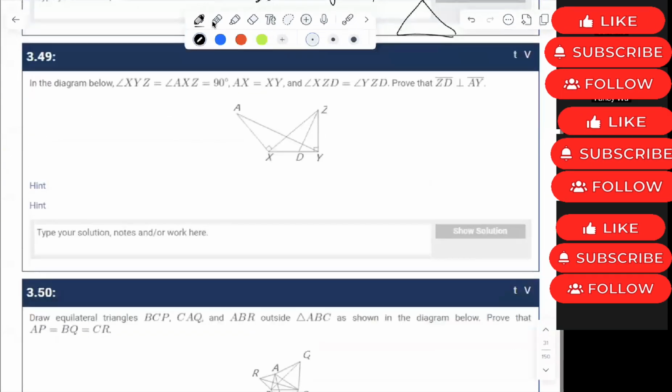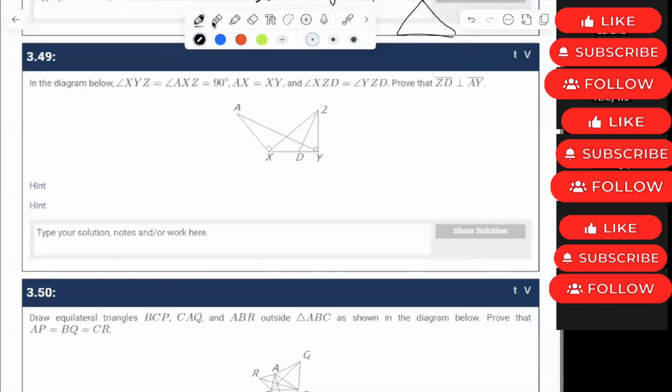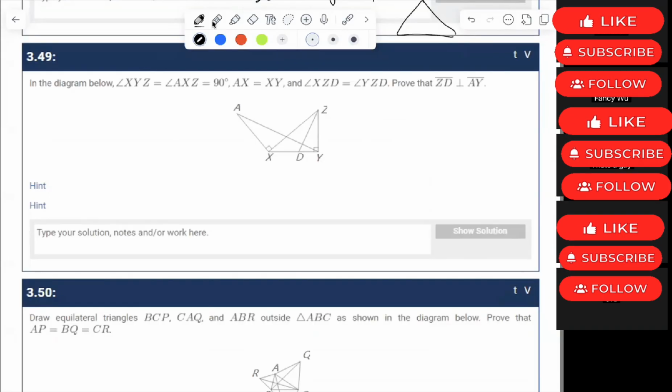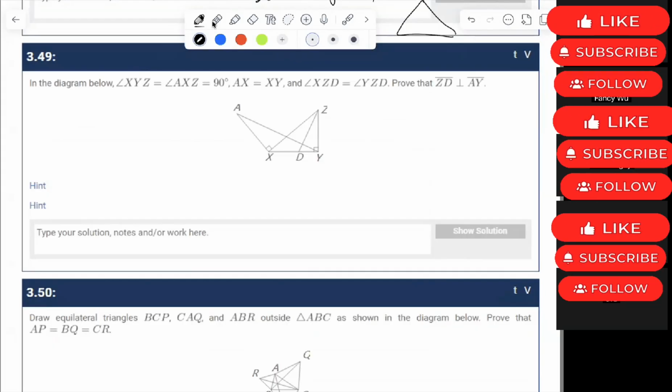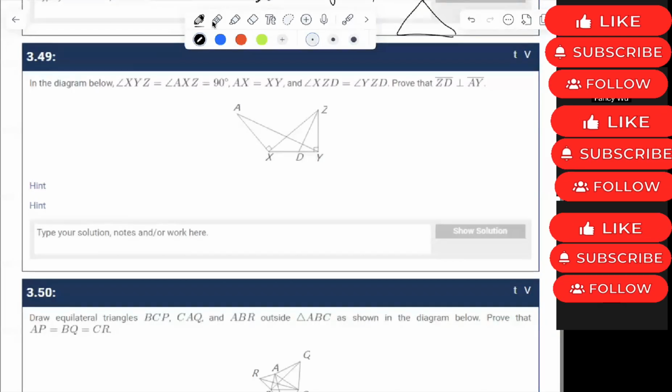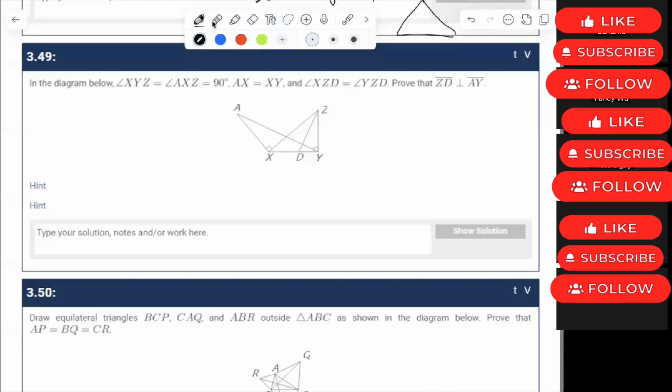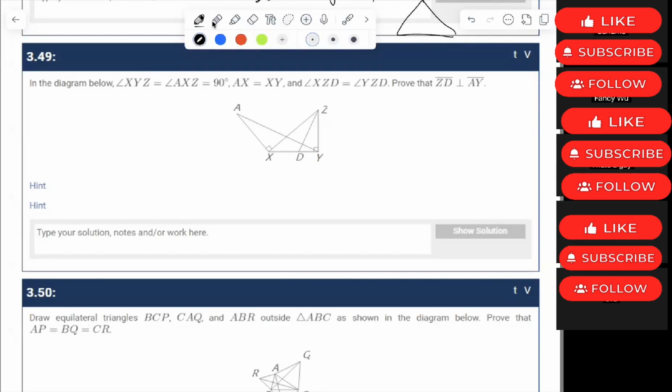Last one, 3.49. In the diagram below, XYZ is equal to AXC is equal to 90 degrees, AX equals XY, and XZD is equal to YZD. Prove that ZD is perpendicular to AY. There's two hints, and how do we approach this? Well, note that we want to prove that ZD is perpendicular to AY. So the entire purpose is just angle chasing, or prove that it's isosceles. We might as well also prove that this triangle is isosceles, just prove that the two base angles are the same. That's one way, right? So how do we come to prove this?